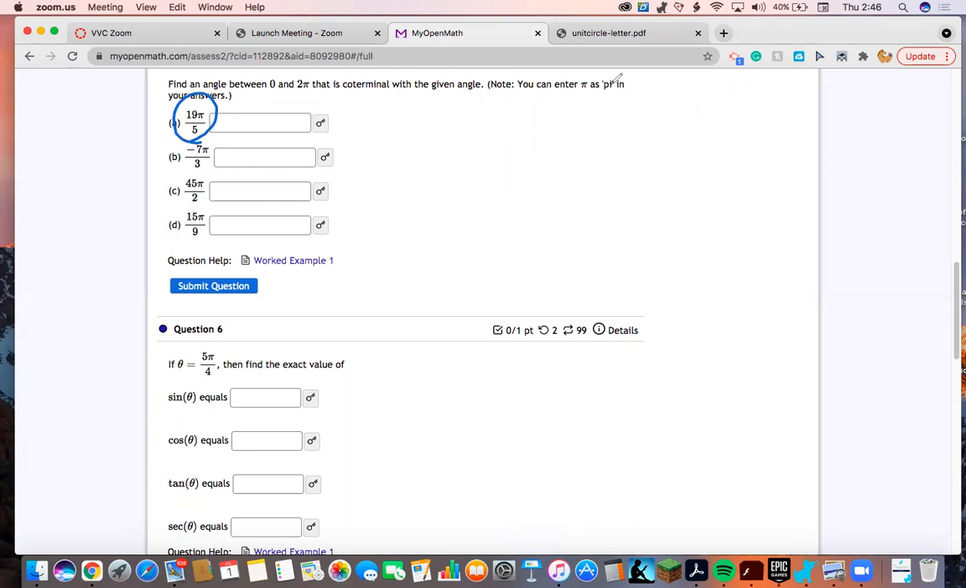So what I would do, and you don't have to do this, is make it a mixed number and see how many pi's this is. 19/5 is a weird number. If I go 5 into 19, 5 goes into 19 3 times with 4 out of 5 left over. So 19 pi over 5 is the same thing as 3 4/5 pi.